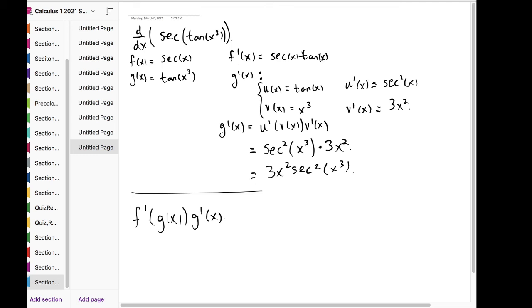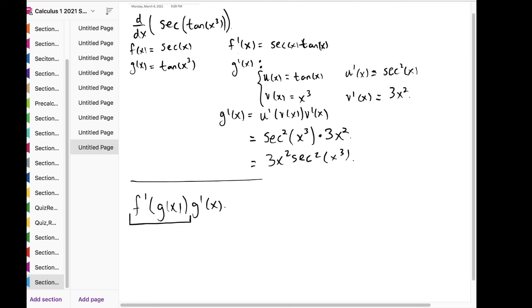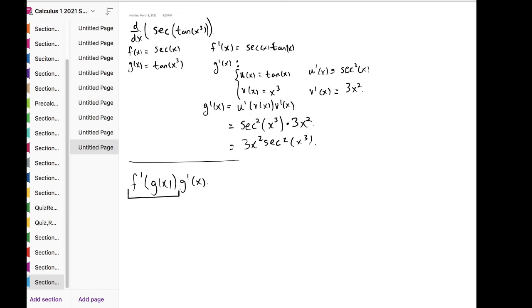Okay, how do I plug in? Someone just write out for me f prime of g of x. I'll wait a bit because it's important to know how to plug this in. F prime is secant tangent, and g is tangent of x cubed. How do you plug in tangent of x cubed into f prime?